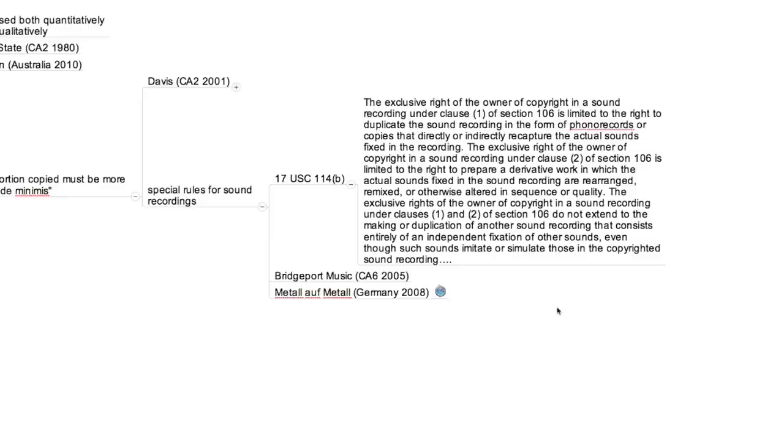The seemingly absolute position taken by the Sixth Circuit Court of Appeals in the Bridgeport case is not limited to the United States. In the 2008 Metall auf Metall case, the Federal Supreme Court of Germany similarly ruled that the sampling of any part of a digital recording gives rise to infringement of the neighboring right in the recording. If you follow this link on your screen, you can read an English translation of the German decision. So the Bridgeport Music Doctrine, for better or worse, seems to be spreading.